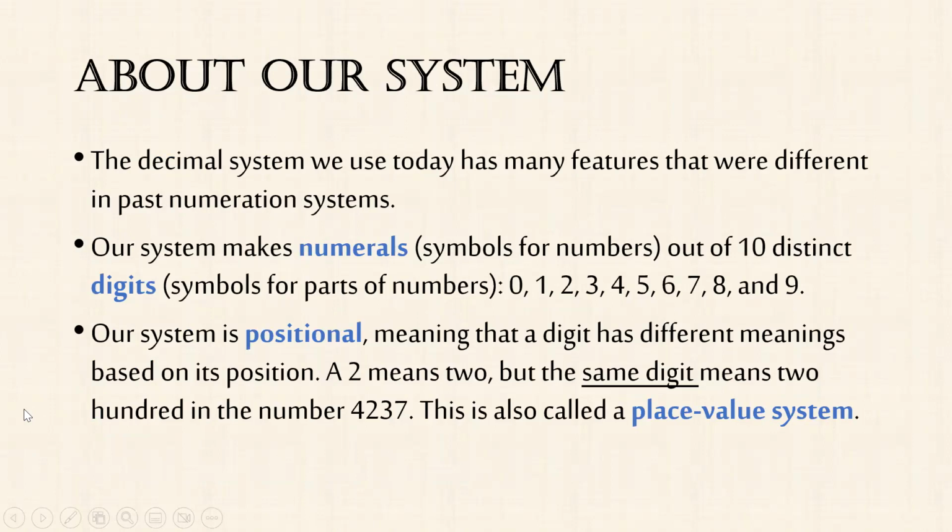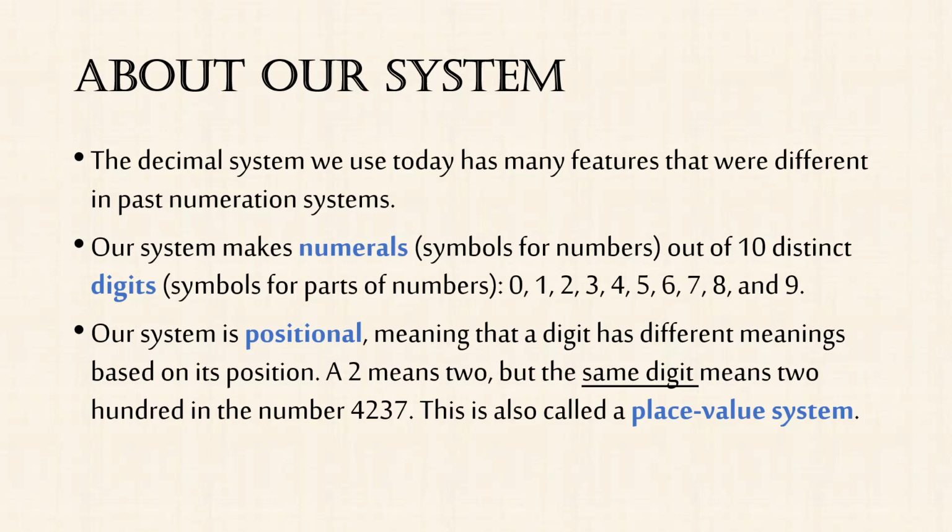So our system is a positional system, meaning that digits mean something different if they're in different positions. So for example, the digit 4 can mean 4 if it's in the ones column, 40 if it's in the tens column, 400 if it's in the hundreds column. But that's not universally true for all number systems, just ours. In fact, the Egyptian system that we're going to see today is non-positional.